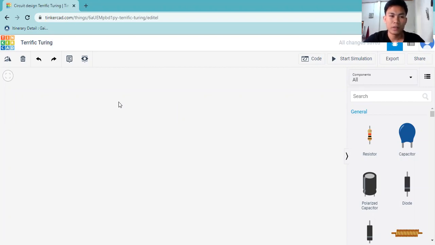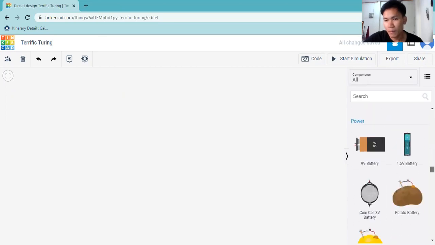In this video, I'm going to do the experiment in Tinkercad for experiment number 5, power factor and time constant. In this experiment, there are 3 parts. So let's get started with part 1 of the experiment.